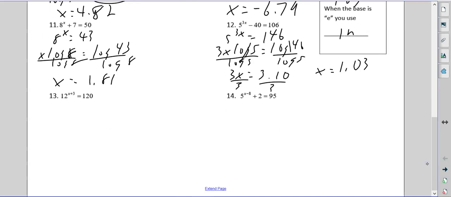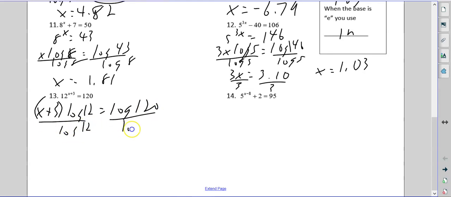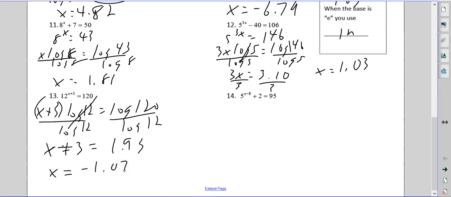All right, again, base is 12, so we're going to log both sides. We're just going to move that x plus 3 out to the front right away. Log 12, you can see the pattern's the same every time. Log 120, we're going to divide by log 12, divide by log 12, cancel. We get x plus 3 equals 1.93. Then we're going to subtract 3, and get x equals negative 1.07.